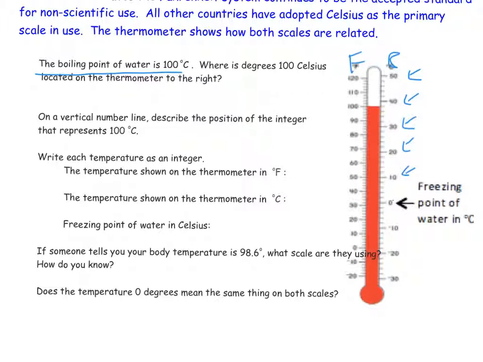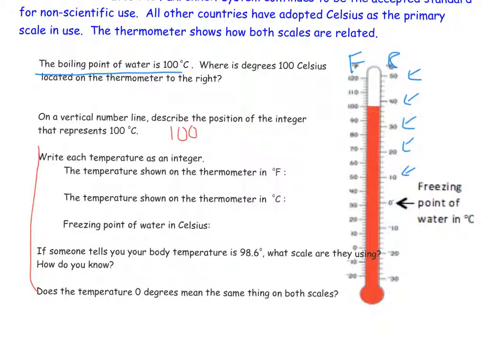It would be here, but doubled, so way up here. This one only goes up to 50 degrees Celsius. However, because it is above 0, the integer that goes along with that is 100, because it's a positive number. So I want you to pause and take a moment to read through these questions.